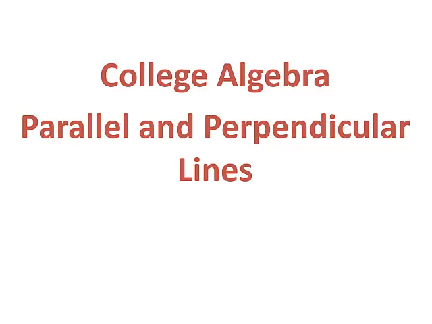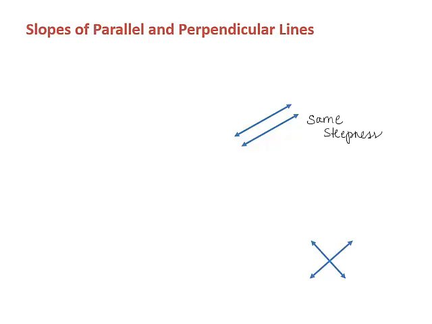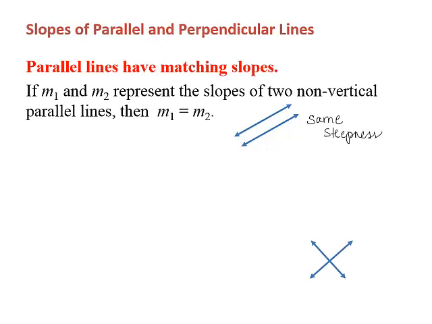This lesson will focus on parallel and perpendicular lines and how we can use that information to write equations of lines. When we talk about parallel and perpendicular lines, we need to know that parallel lines have matching slopes. That is, there are two lines that have the same exact steepness. If m sub 1 and m sub 2 represent the slopes of two non-vertical parallel lines, then the slopes have to be the same.